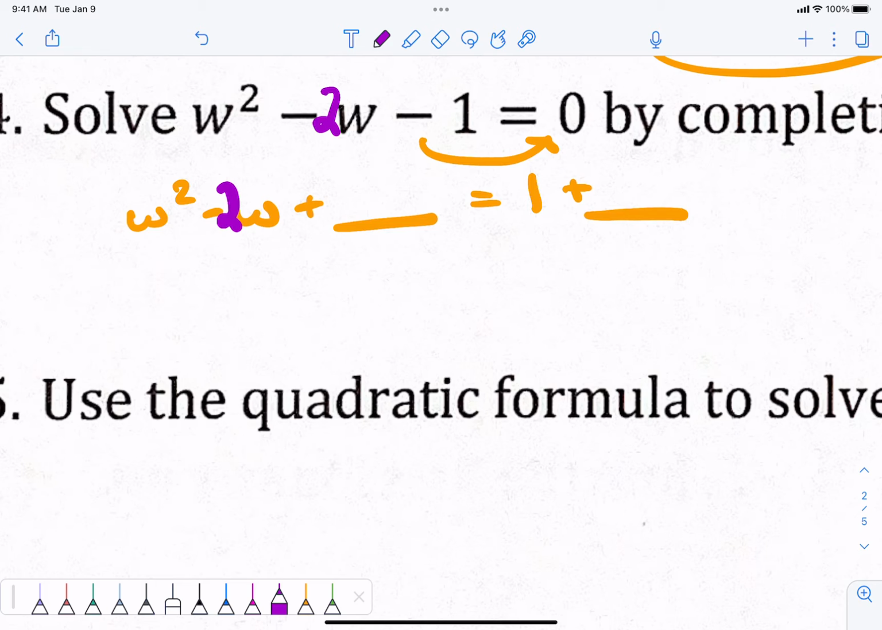How do you know where to put the blanks? The blanks go at the end. Why'd you move it? So the W's go to one side.